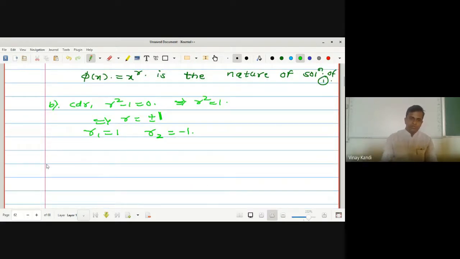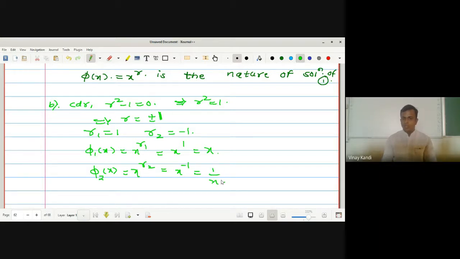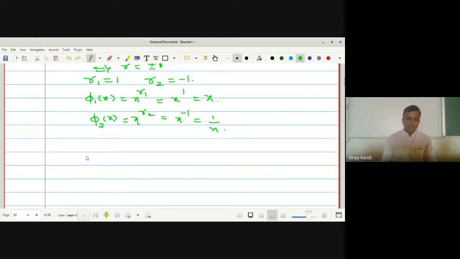So phi 1 of x is equal to x raised to r1, which is equal to x raised to 1, which is equal to x. And phi 2 of x is equal to x raised to r2, which is equal to x raised to minus 1, which is equal to 1 upon x. So these are the two solutions, phi 1 and phi 2, and we have to prove that phi 1 and phi 2 are linearly independent solutions.